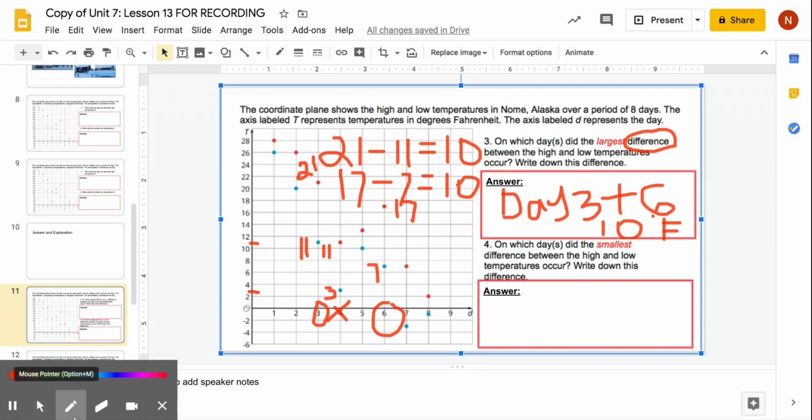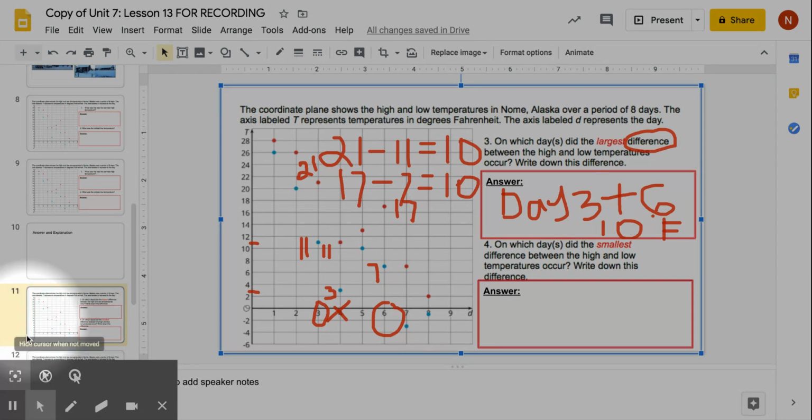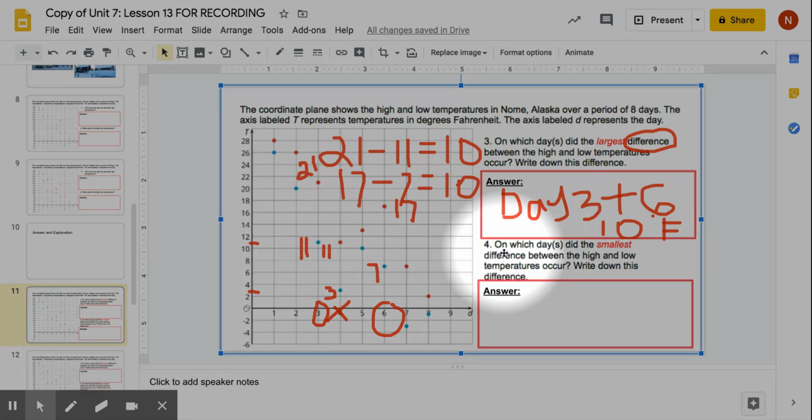So as I move on to number 4, I am going to keep that in mind, because number 4 says, on which day or days did the smallest difference between the high and low temperature occur? Write down this difference. So now we are looking for the smallest. And we started talking about that when we looked at day 1.